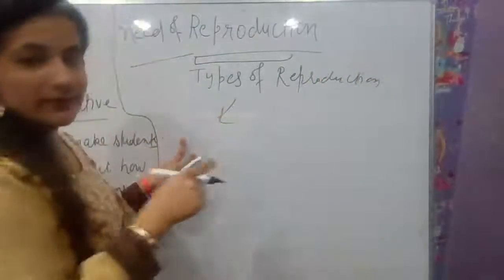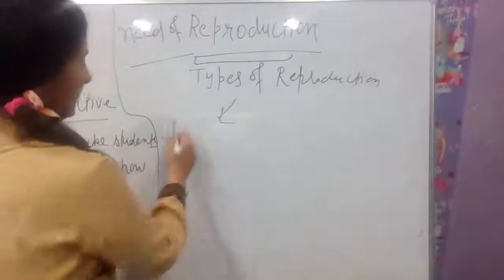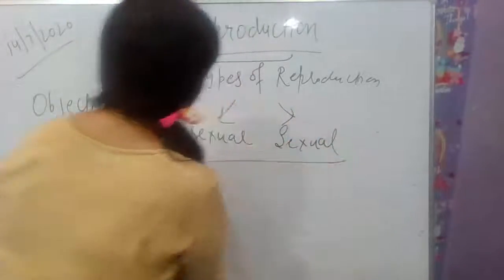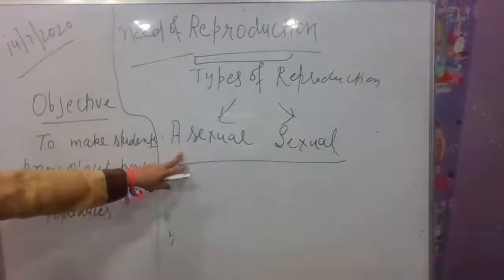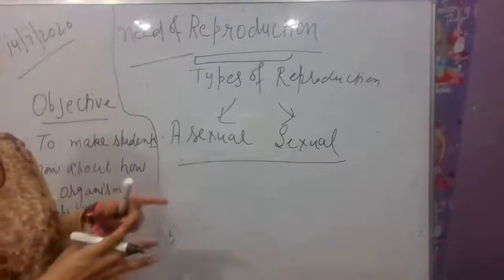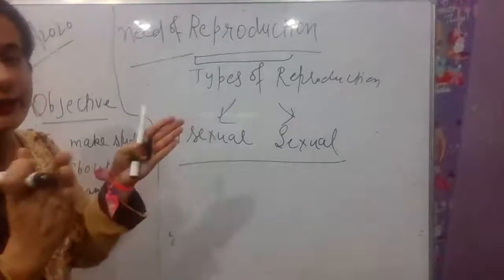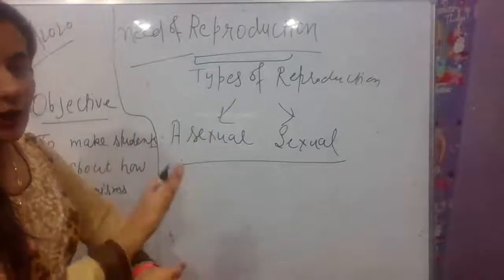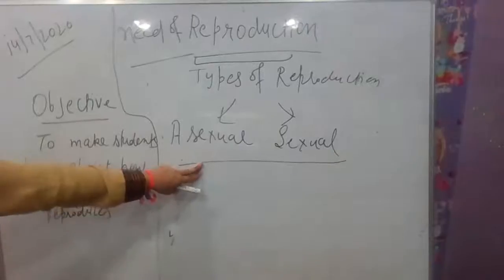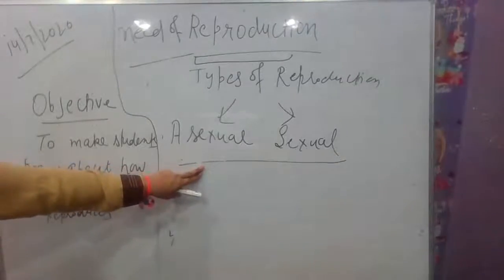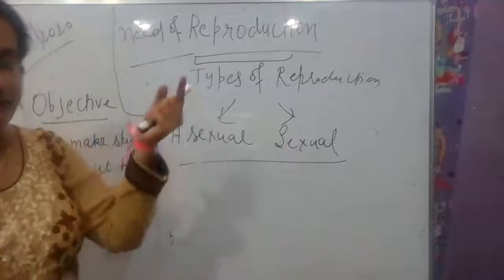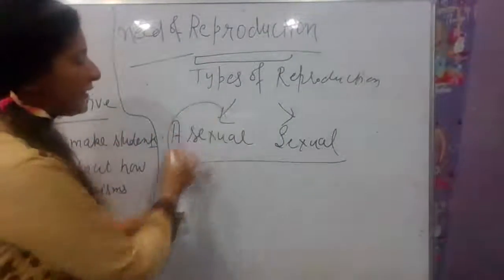I will not go into detail because it is a revision. Asexual and sexual. First of all, we will discuss asexual reproduction. When reproduction occurs without formation and fusion of gametes, sex cells, that is called asexual. Asexual reproduction does not involve any special cells like sex cells or gametes. Only one parent is needed to produce offspring of the same kind. So what are the characters of asexual reproduction?